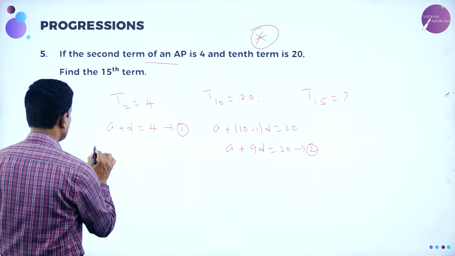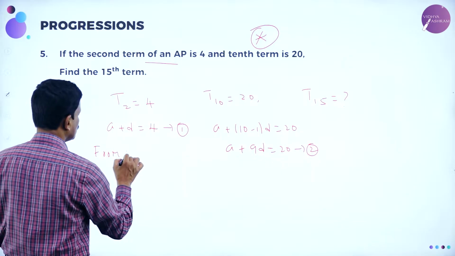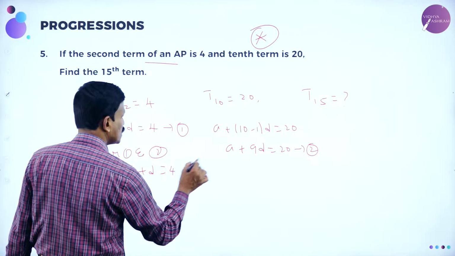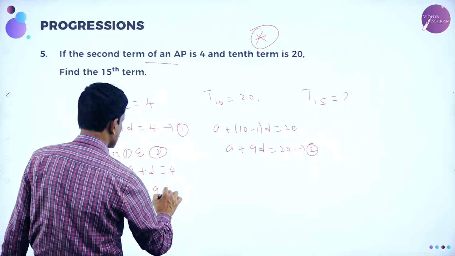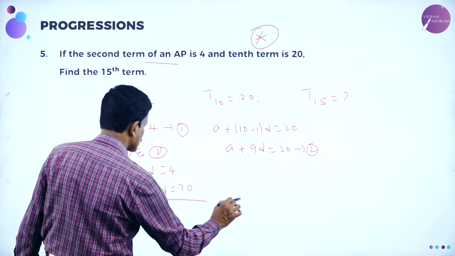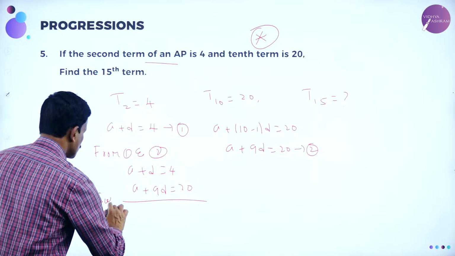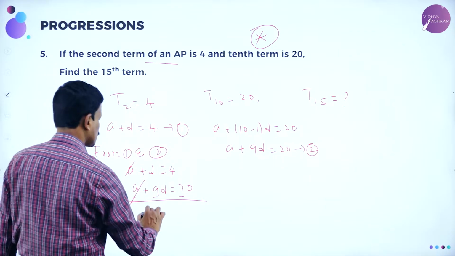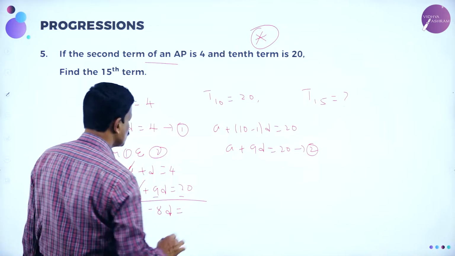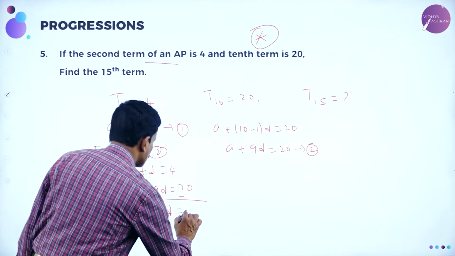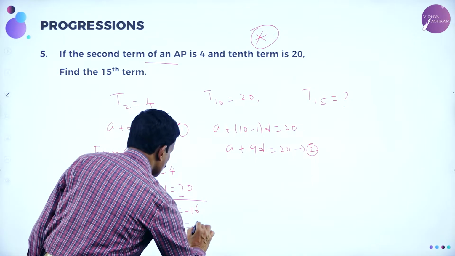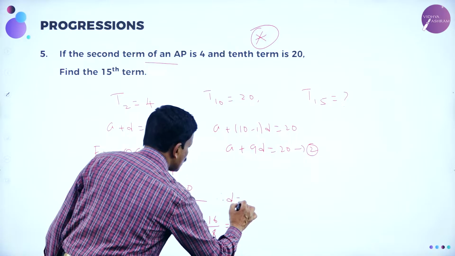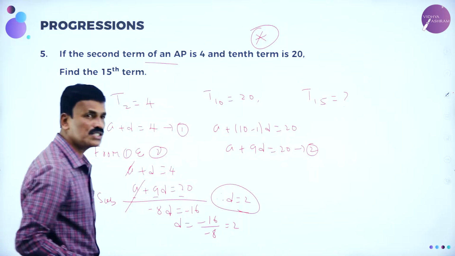Solving these two equations, 1 and 2: A plus D is 4, and A plus 9D is equal to 20. Subtract these two equations. If you subtract, minus A plus A gets cancelled. D minus 9D is minus 8D, which is equal to 4 minus 20, that is minus 16. So D is equal to minus 16 by minus 8, which is plus 2. So the common difference is 2. D is equal to 2.